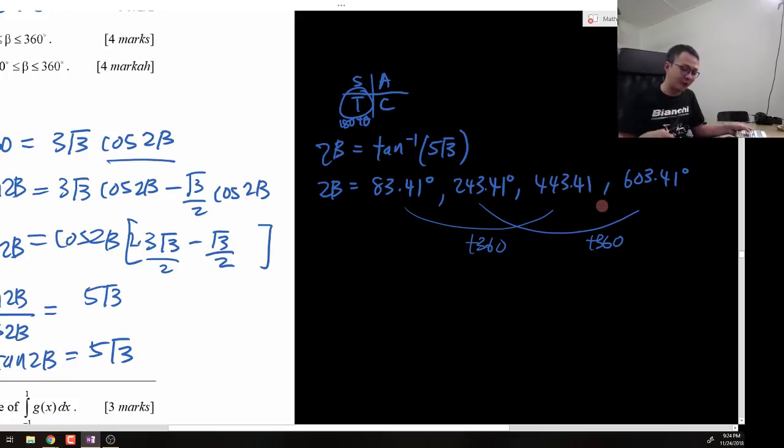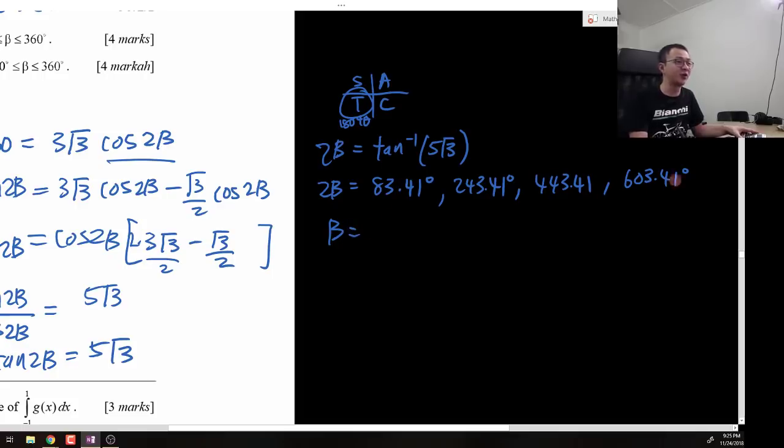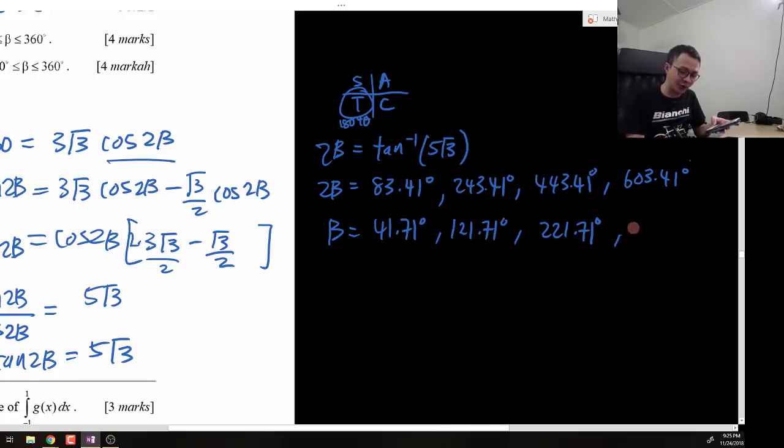443.41. Alright, so after I found all the angles, I want to get beta, right? All the angles over here, I'm going to divide by 2. So divide 2, this is 221.71. 83.41 divided by 2 is 41.71. 243.41 divided by 2. Just divide by 2 for every single one. This one should be 301.71. So you can realize my final answer basically is everything within 360.